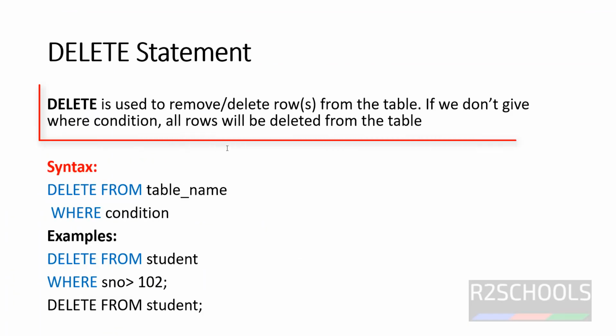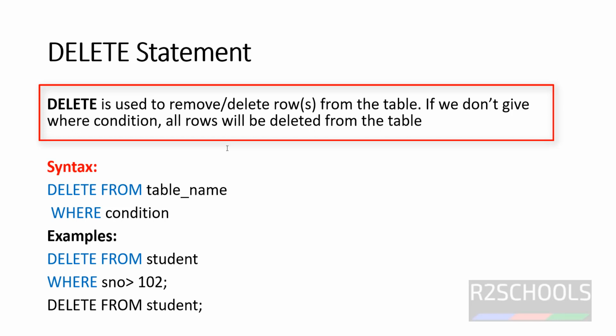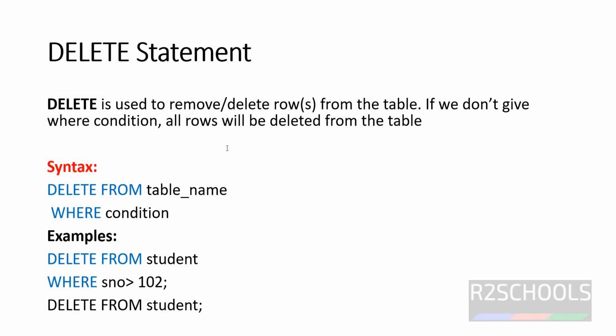The next one is delete, which is used to remove or delete rows from a table. If we don't give a where condition, all rows will be deleted from the table. I will show you the examples. See, this is the syntax. Delete from table, then where condition. For example, you want to delete the rows from student where student number is greater than 102. So it will delete the rows with student number greater than 102, but not 102. Okay. If you want to delete all the rows, you have to give delete from student, but the structure will be there.